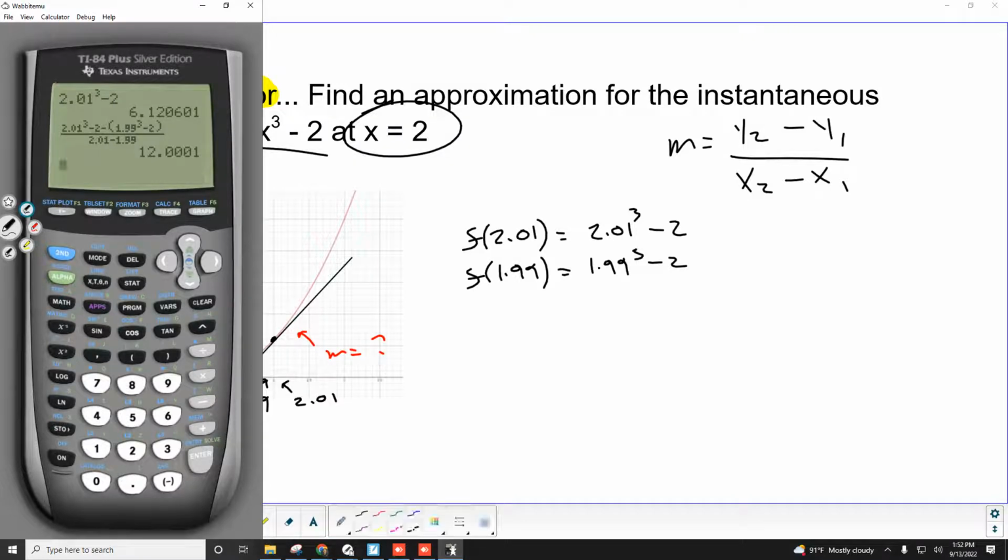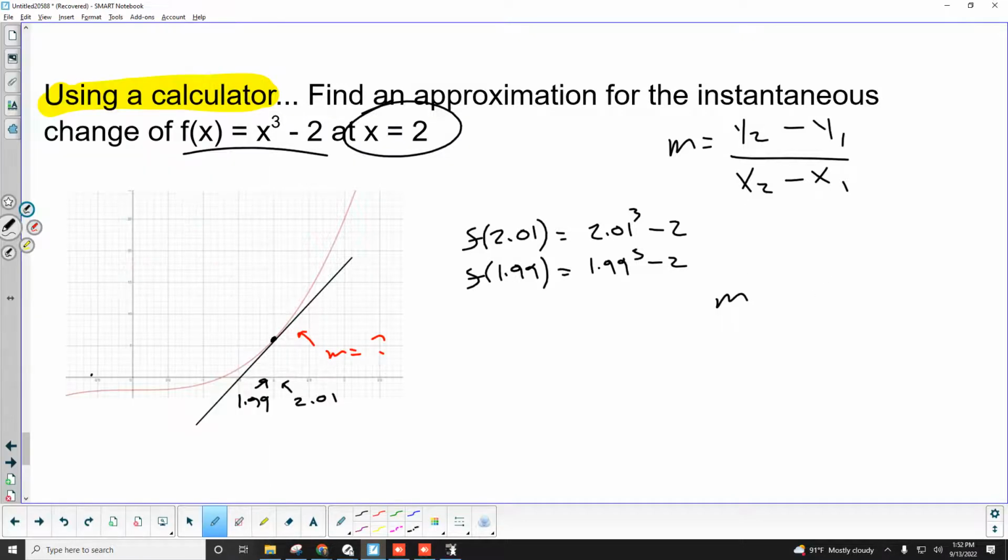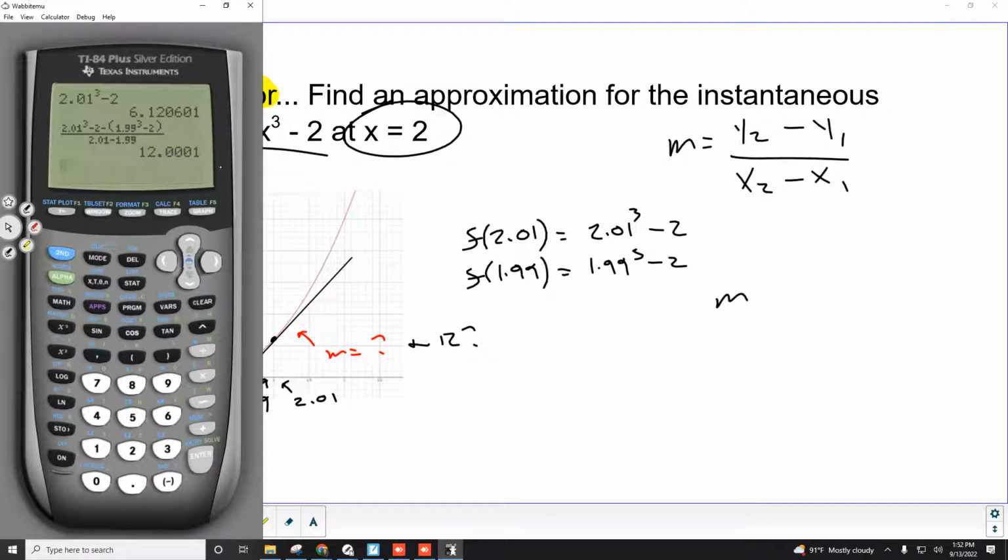Now, are we comfortable with using just those 2 points? I mean, yes, but wouldn't we like to make sure? I think this looks like it's 12. Wouldn't we like to make sure it's 12? How can I make sure the slope's going to get closer and closer to 12? Tell your neighbors. What would you do?